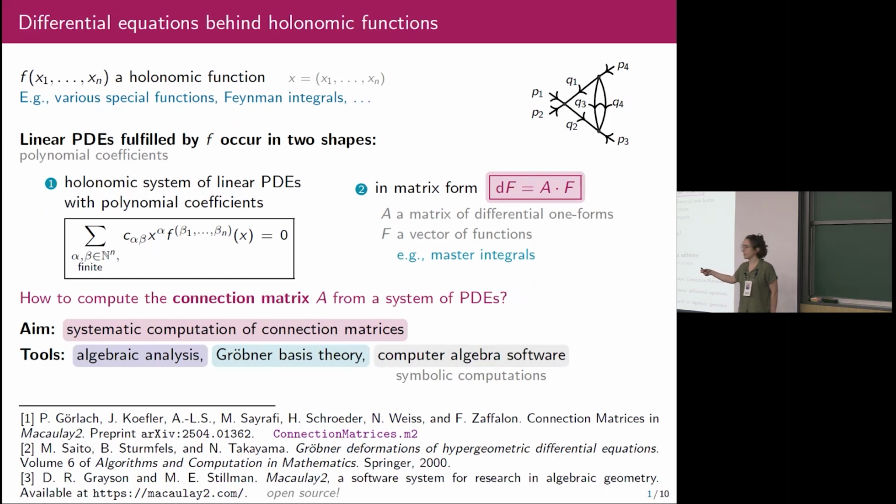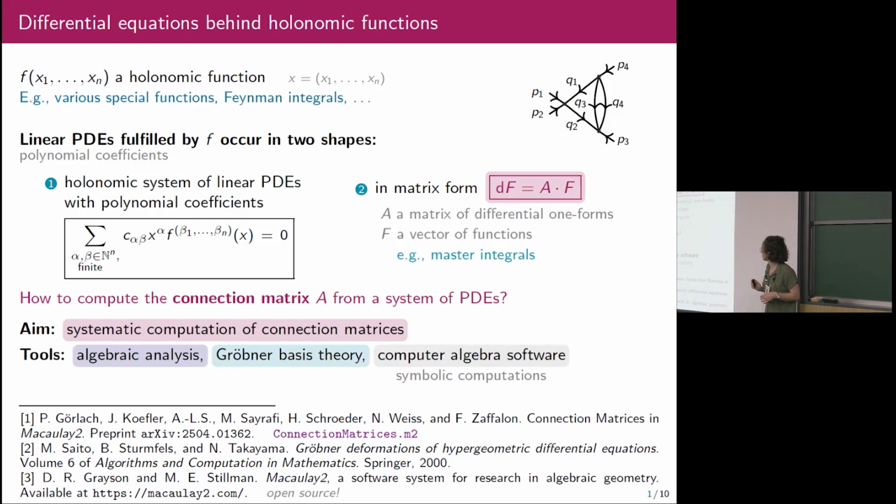So I'm going to explain how to compute these connection matrices A, starting from a system of linear PDEs. We want to do this systematically, and for that we use the field of algebraic analysis. This studies linear PDEs with methods from algebraic geometry by encoding them as D-modules. And this provides really foundational contributions to the theory of PDEs, but it also has a strong computational flavor. And to do that, we need Gröbner bases.